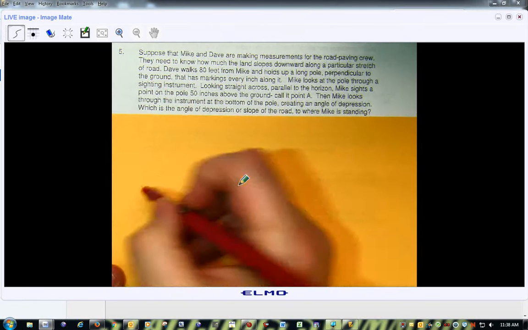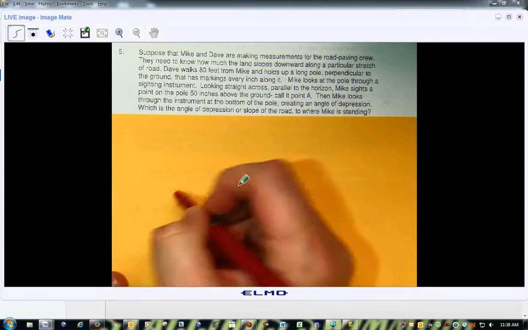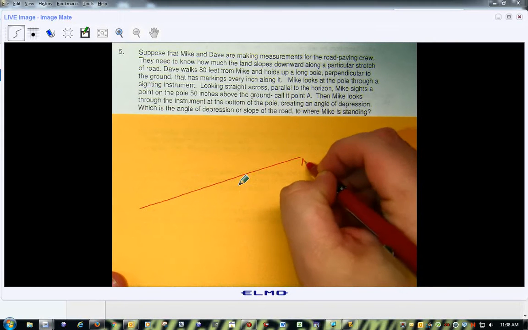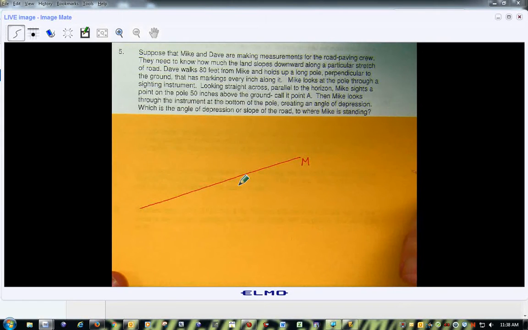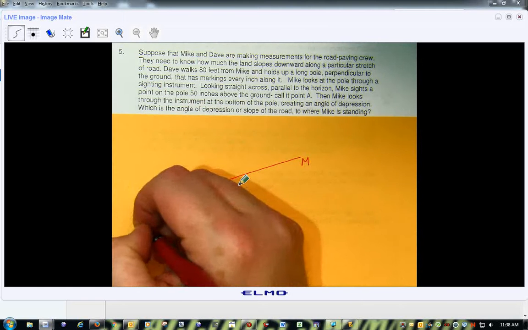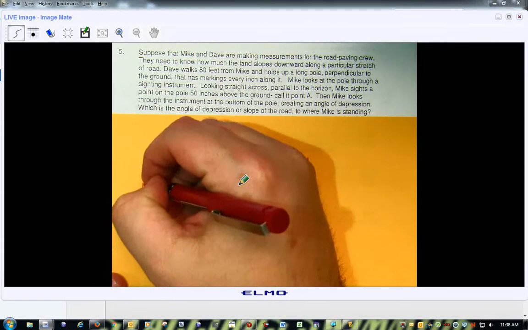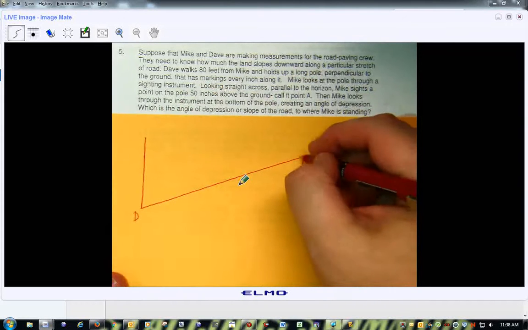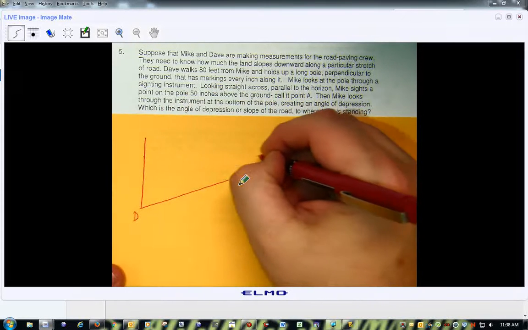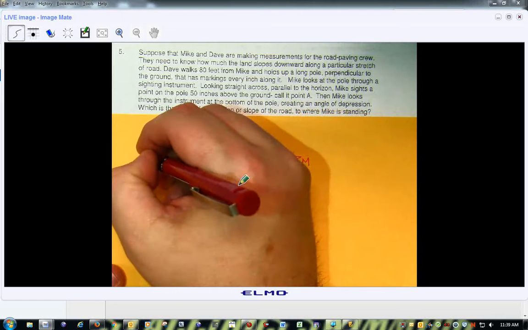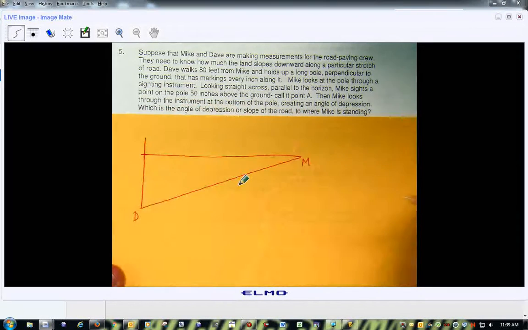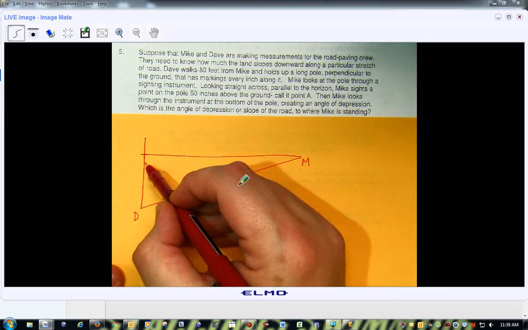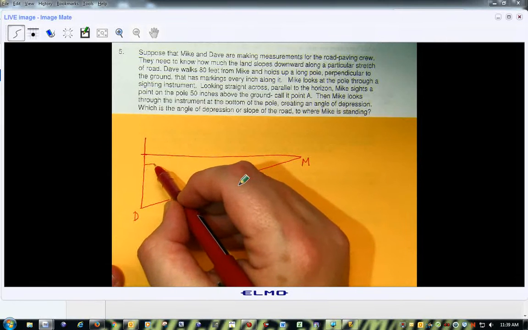So basically what's going on here, there's a slope. Mike is up here with his sighting equipment. Dave walks down here and he holds a pole that's straight up like this. Now Mike uses sighting equipment and goes straight across, and he hits it right here. What angle is being formed right here? Alright, a 90-degree angle.